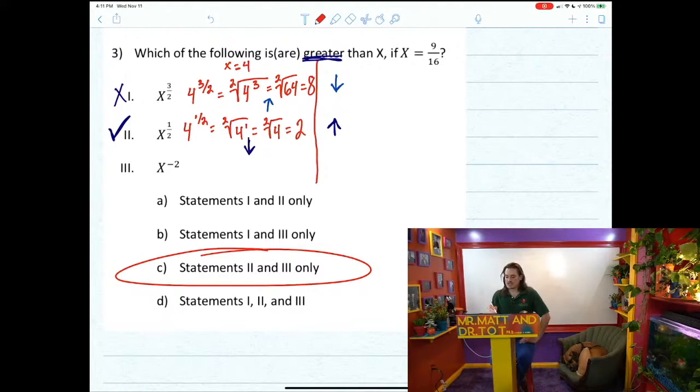But let's just go ahead and check. x to the negative 2 power. If x were 4, then we would have 4 to the negative 2 power, which is the same thing as 1 over 4 to the positive 2 power, which would turn into 1 over 16. That's obviously a decrease. So if x is in between 0 and 1, that's going to result in an increase. So statement 3 is also going to be true. So the answer here is going to be C, statements 2 and 3 only.